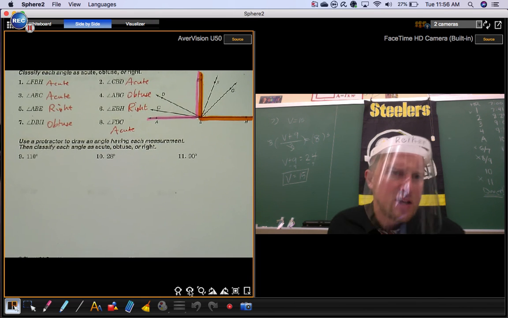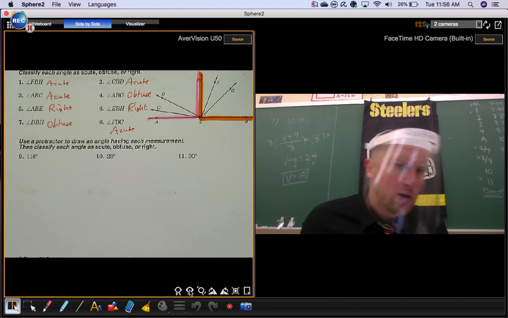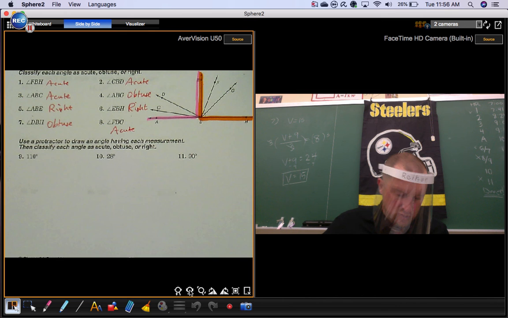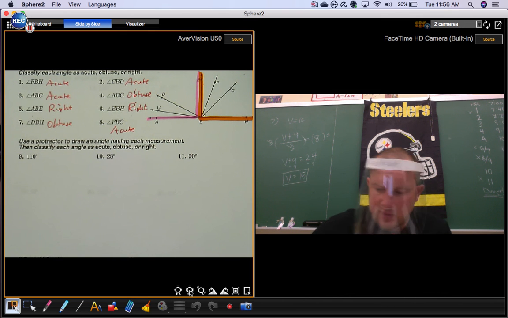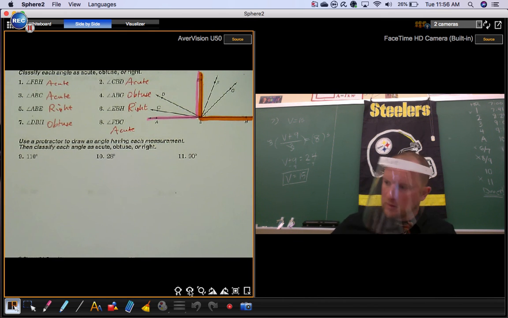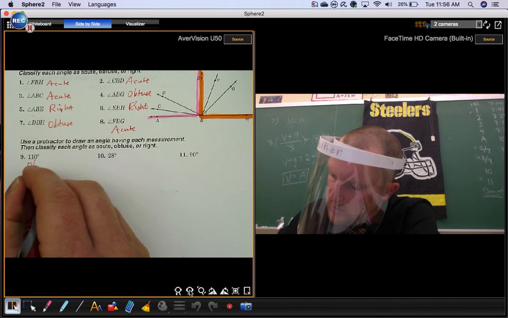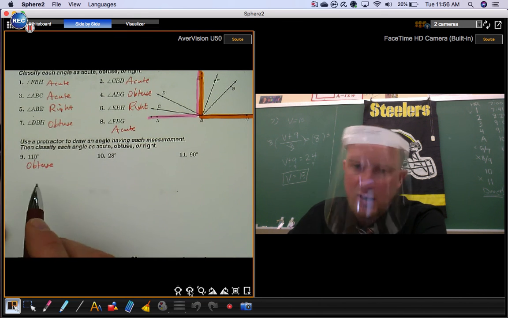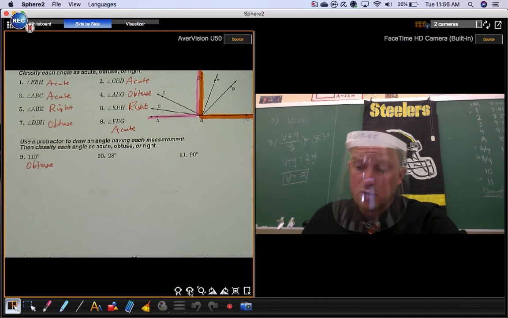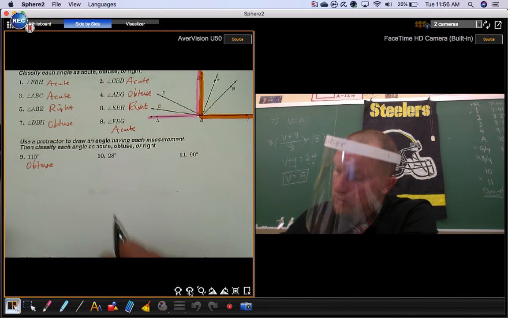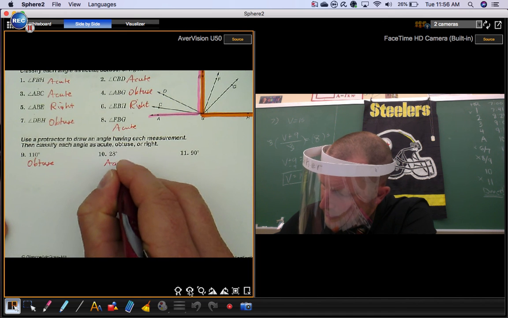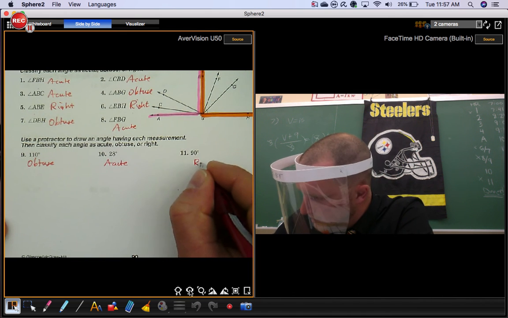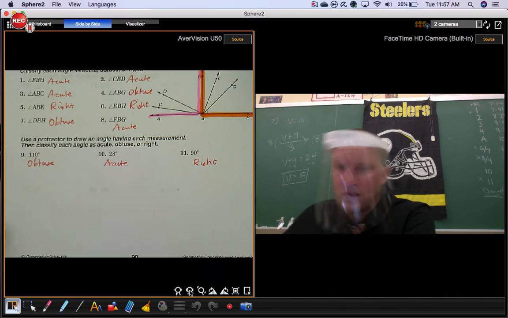Okay, bottom section wants you to use a protractor to draw an angle having each measurement and then classify that angle as acute, obtuse, or right. You could actually do the classifications in the beginning if you would like. 110 degrees, that's definitely going to be an obtuse angle. Okay, there's an advantage to maybe classifying it first. So you know you're going to end up with a big fat angle. Number 10 is a 28 degree angle, so that's acute. And number 11, 90 degree angle, so that's a right angle.